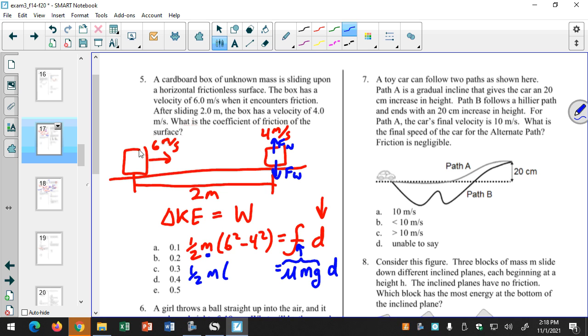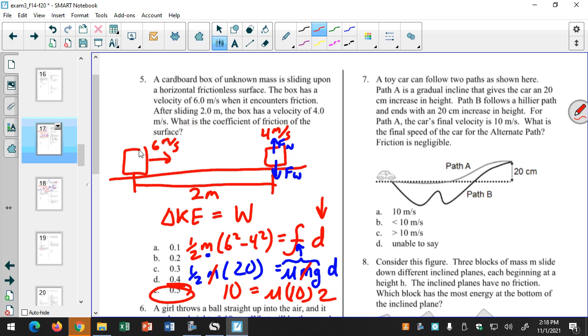That's 36 minus 16, so that's 20. I don't square it, right? I squared it on the inside. And then notice here my masses cancel out. This is a little bit more difficult problem than that other problem, isn't it? So this is equal to 10 equals mu... oh no, I'm looking for mu. Mu times 10 times the distance, which is 2. So mu is 10 divided by 20, or 0.5.